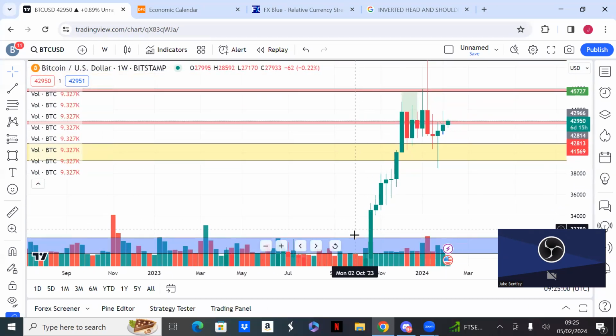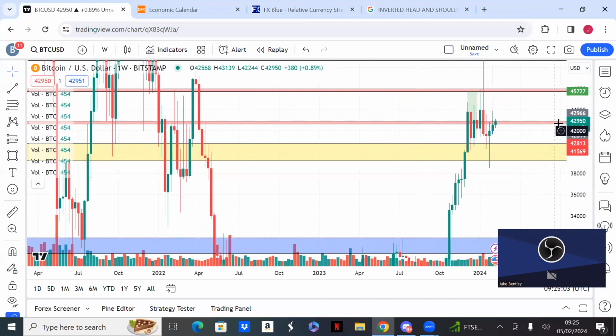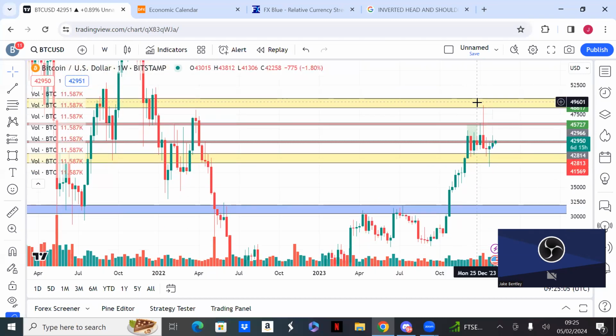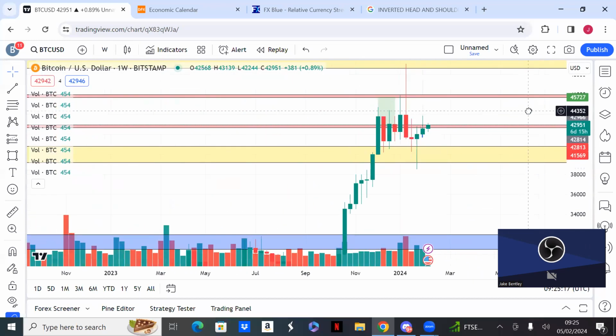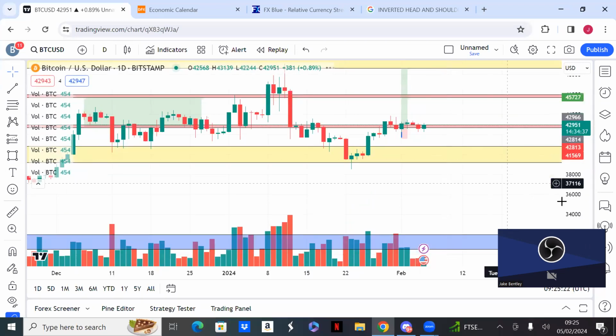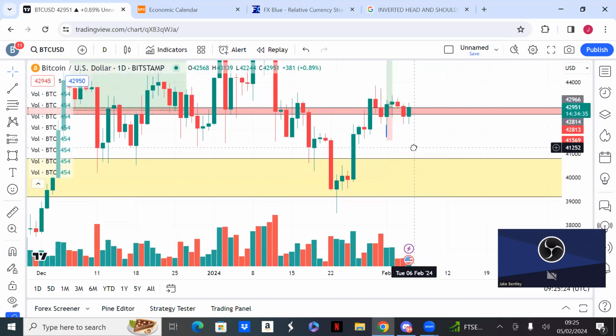So guys, what can we see? Massive move to the upside, and we've touched the 49,000 and we moved down. Now we're stuck between the 40,000 and the 43,000. Have we broken above the 43? Yes, we have, but we've come tumbling back down on the weekly. If we take a look at the daily, we're just basically in consolidation here.